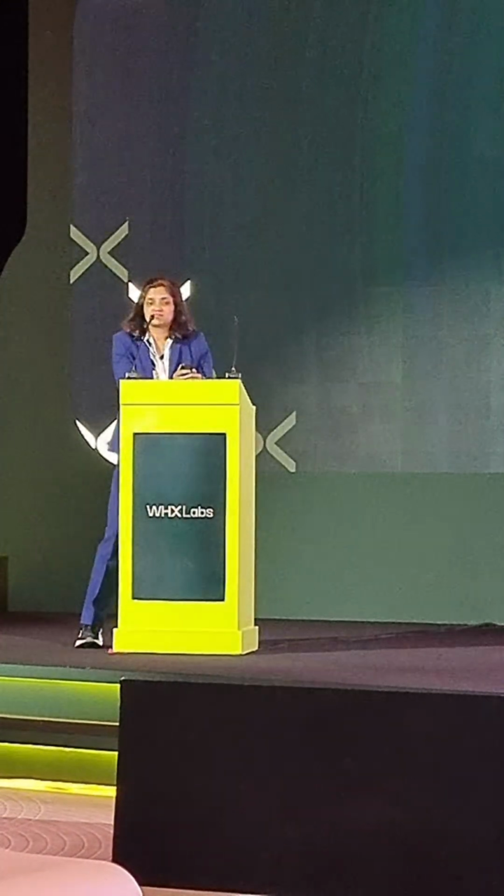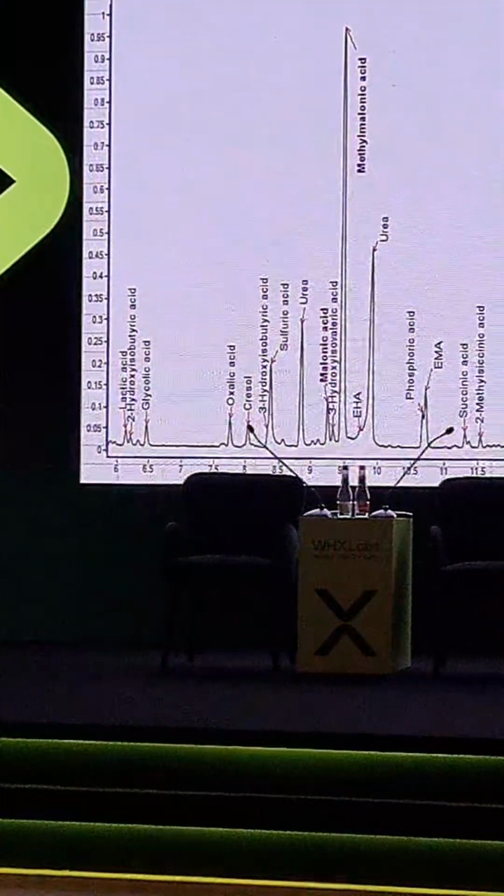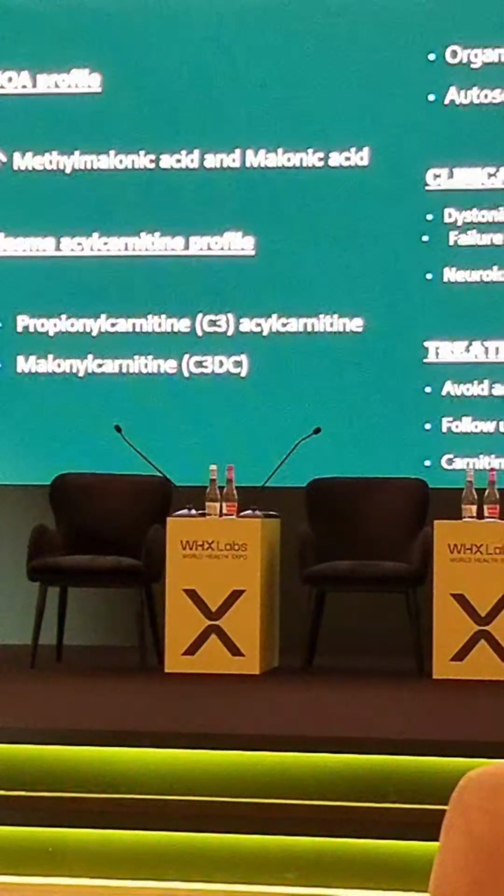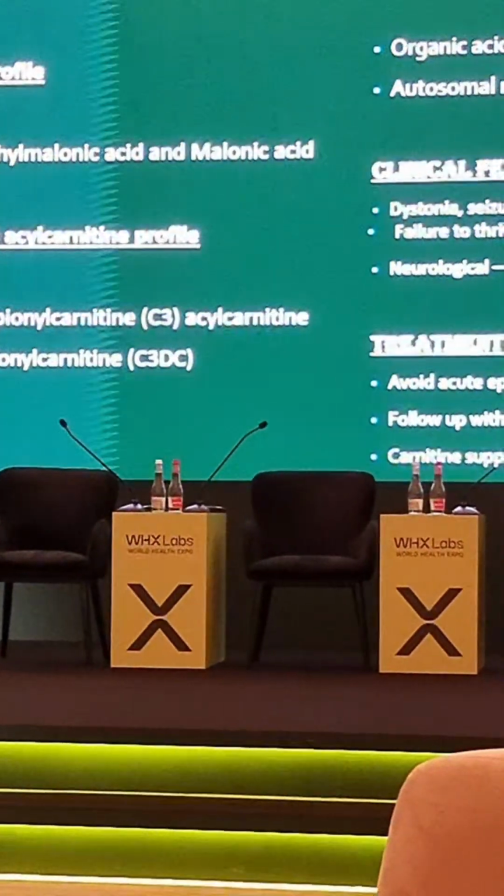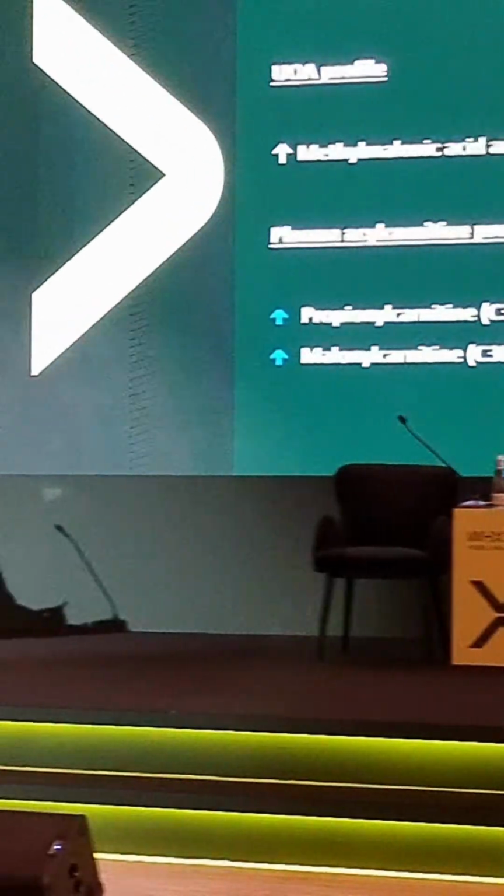Coming to case 2, here you can see along with malonic acid, there's also methylmalonic acid. So this is a case of combined malonic aciduria with methylmalonic aciduria. So along with the malonic acid, you will see MMA as well, and in the plasma acylcarnitine, along with malonyl carnitine, you will also see propionyl carnitine elevation. This is also an organic acid disorder, but with a different mutation.